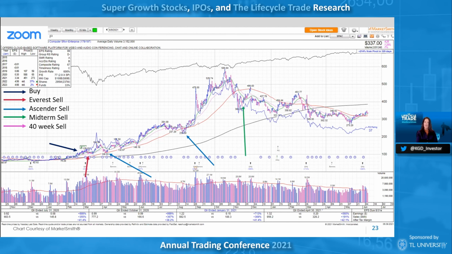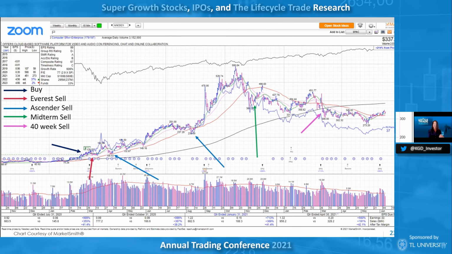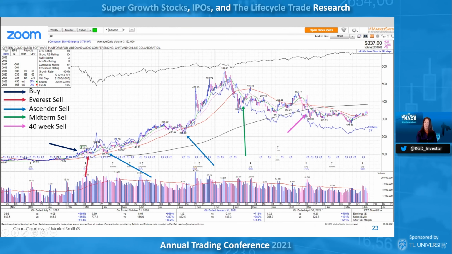The midterm rule took you out here, which was the 30% off the top. And then the 40-week, here's the black line, this 40-week line, 1% right here. I've disclosed earlier when Richard and I talked about this that Zoom was a big winner that I had, and this is where I sold it, because the 40-week line is the rule that I use.